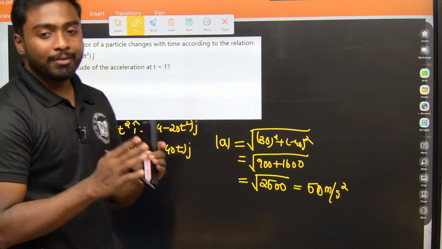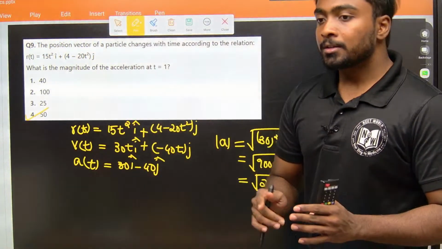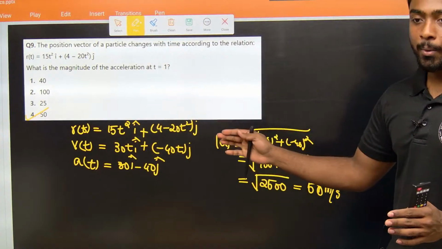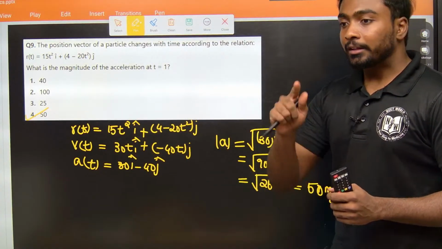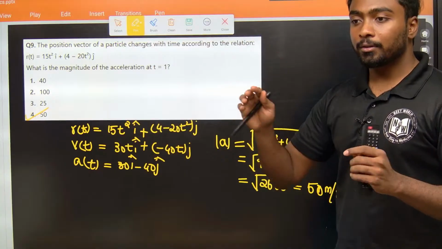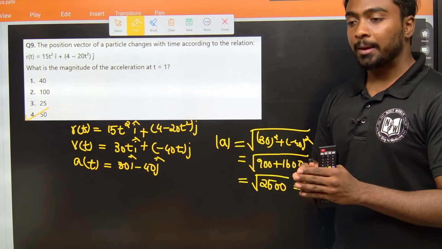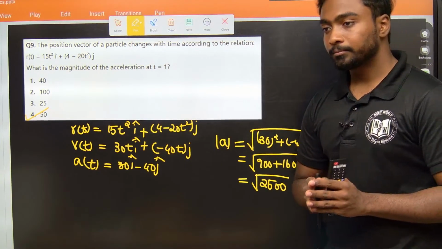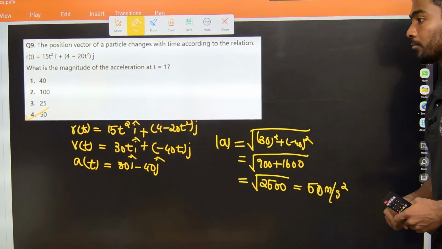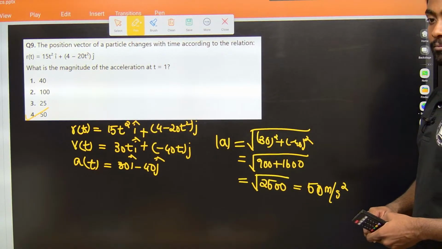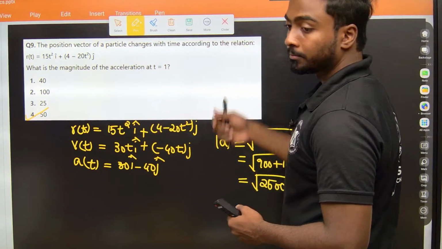Done. So whenever they are asking magnitude, so i cap, j cap will be given or k cap also is there. Take the magnitude, means under root of i cap square, j cap square, k cap square. Okay. You can take.